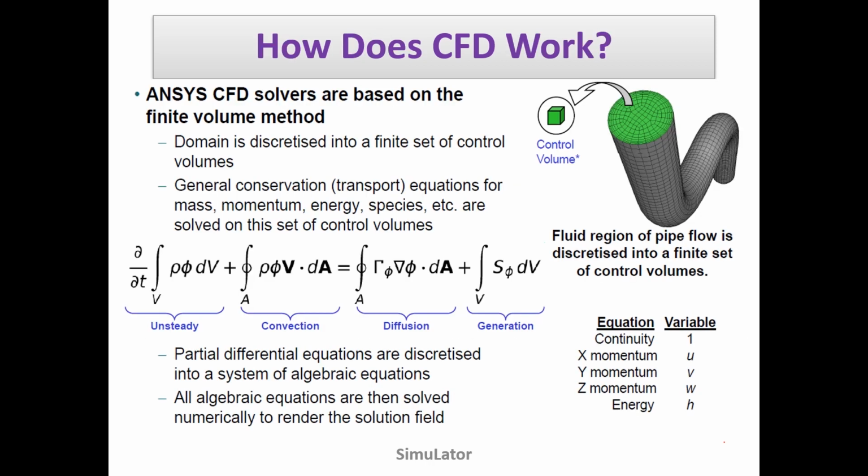How does CFD work? First of all, we discretize the domain into a finite set of control volumes, and all governing equations like mass, momentum, energy, species and so on are solved on this set of control volumes. The generalized form of the governing equation is shown here.